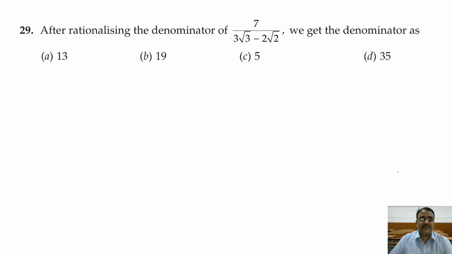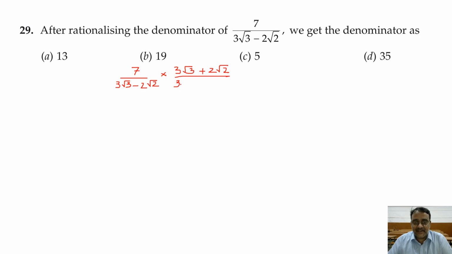Only 2 questions left. After rationalizing the denominator of 7 upon 3 root 3 minus 2 root 2, we get the denominator as. अच्छा ठीक है, तो हम लोग पहले rationalization कर लेते हैं. What is the rationalizing factor of the denominator? It is 3 root 3 plus 2 root 2. Okay. So this is the rationalizing factor of the denominator.